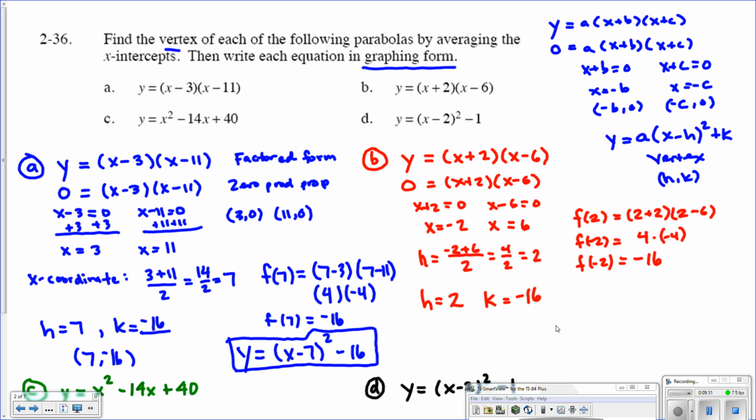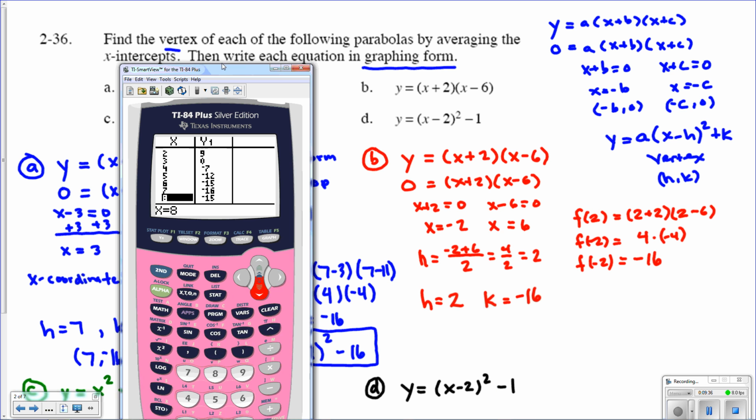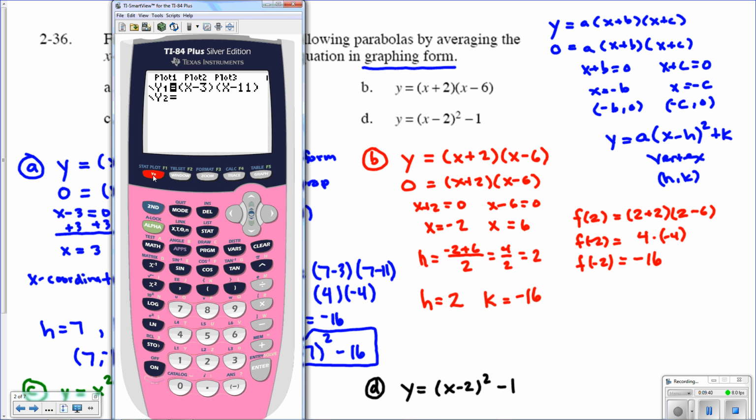And our next part of this then is, actually, if you want to check it, go ahead and graph it. We'll do that real quick here. We want to get in the habit of doing that. So we have x plus 2, and we have x minus 6. Graph it. And you'll see our lowest point down here is where x equals 2. That's a good sign there. And if we want to look at our table, we have 2, negative 16. So we know we're on the right track here.